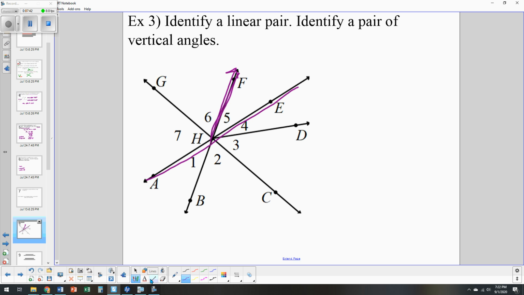So my linear pair is made up of angle AHF. So for linear pair, angle AHF, and the other angle, I could either name it angle FHE or angle 5, because this angle all by itself is angle 5.